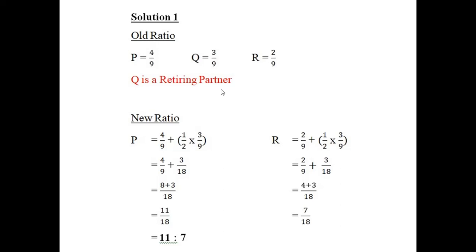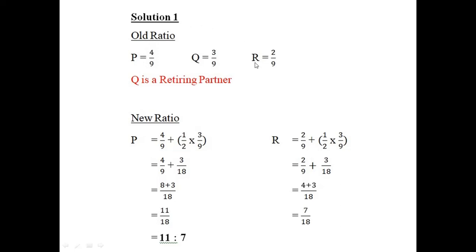Q is our retiring partner. Now when Q retires, his share, that is 3 by 9, will be shared between P and R equally. So you can see here that Q is a retiring partner. His share is how much? 3 by 9. So this 3 by 9 will be shared between P, count 1, and R, count 2. So this share of Q, that is 3 by 9, will be shared between P and R.